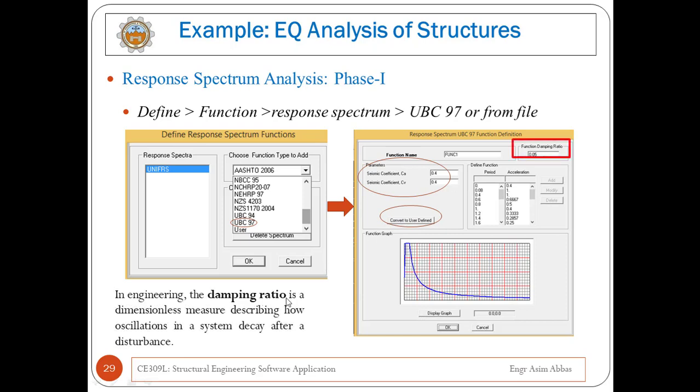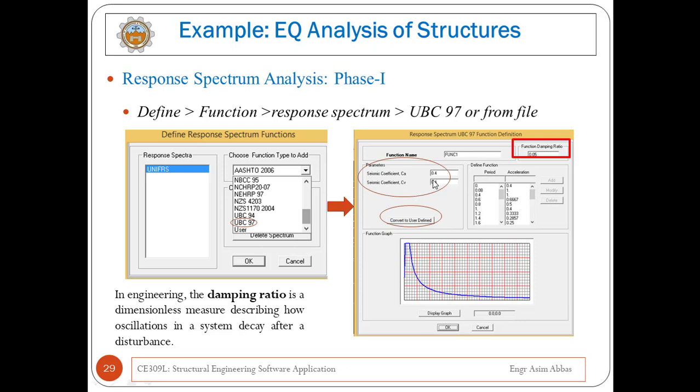What is the function damping ratio? It is actually the dimensionless measure describing how oscillation in a system decays after disturbance. And in this response spectrum analysis I will define a response spectrum for a particular earthquake. So I will define the seismic coefficient Ca and seismic coefficient Cv. These both factors depend on multiple parameters, which I have discussed in this lecture in previous slides.